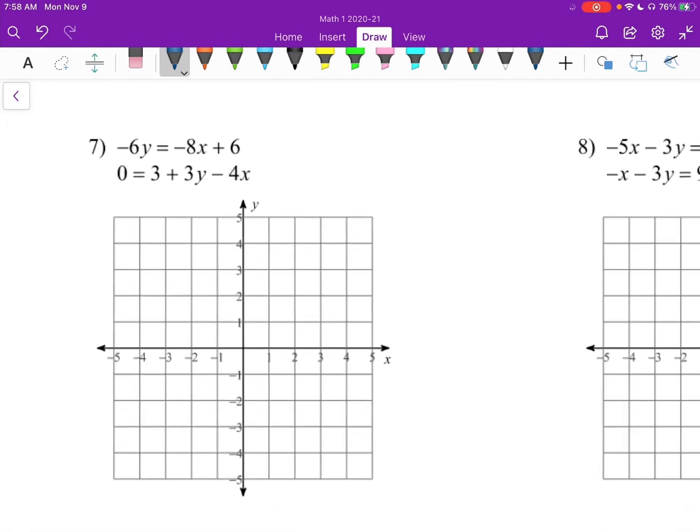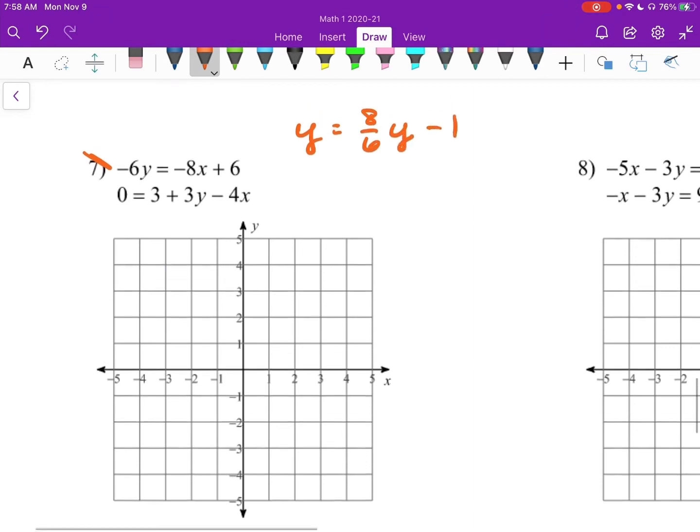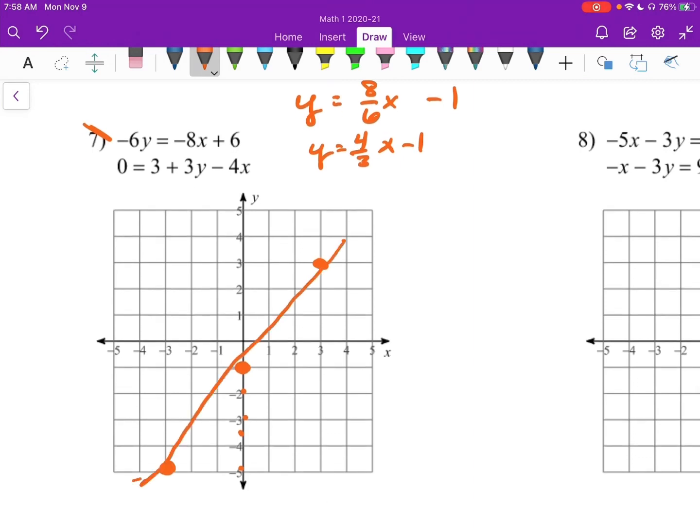All right, number 7. Oh my. The orange one, let's divide everything by negative 6. So I'm going to have y equals 8 over 6x minus 1. And that'll reduce there to y equals 4/3 x minus 1. Oh my goodness, that's supposed to be an x there. There we go. My intercept is at negative 1. My slope is 4/3, so up 4 and right 3. Or down 4, 1, 2, 3, 4, and left 3. All right, that's that.